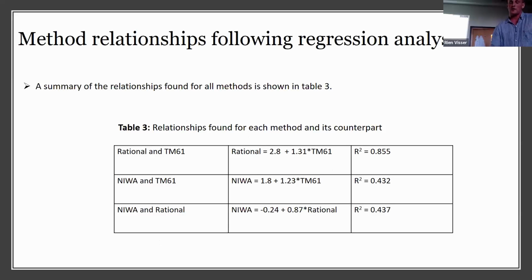So this is a summary of the relationships that we found and their corresponding R-squared values. It can be seen that the rational and TM61 methods held a reasonably strong relationship, while the TM61 and rational methods held a relatively low relationship with the NIWA model.